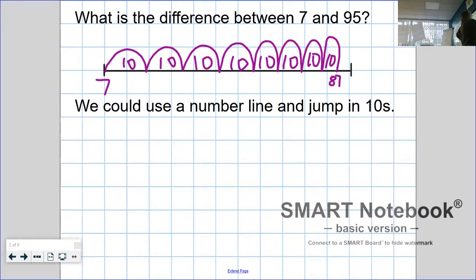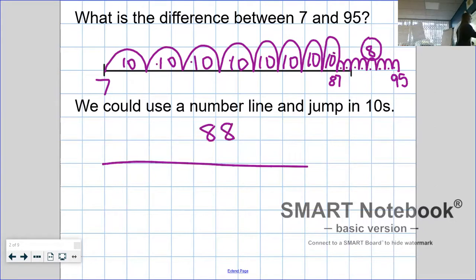So I've got 87, 88, 89, 90, 91, 92, 93, 94, 95. Then I've got 1, 2, 3, 4, 5, 6, 7, 8. So I've got 10, 20, 30, 40, 50, 60, 70, 80. Add 8, 80 and 8.